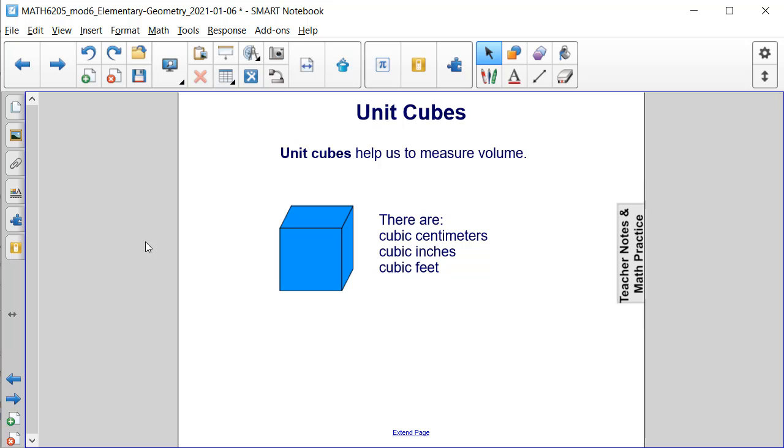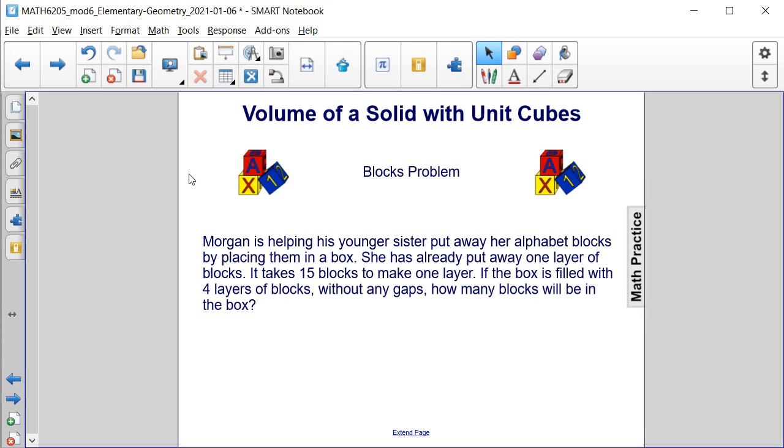As we begin to discuss volume, we'll be using unit cubes to help us find its measure. They can represent a variety of measurement units. Examples include cubic centimeters, cubic inches, or cubic feet. Let's see how unit cubes can assist us in determining the volume of a solid.